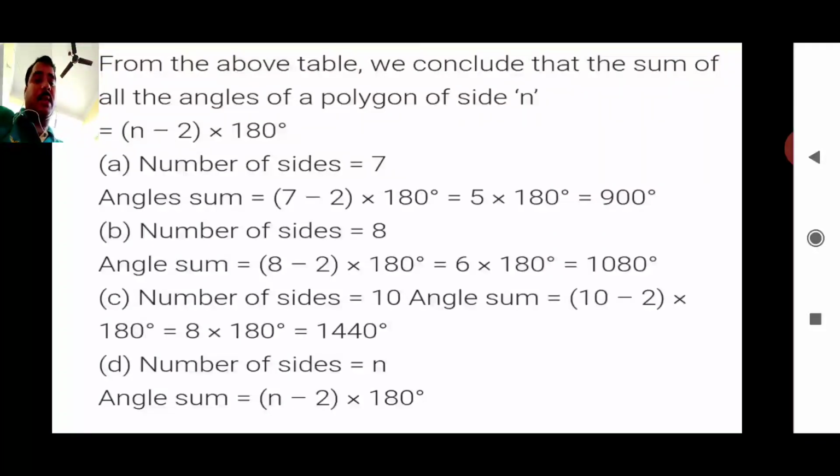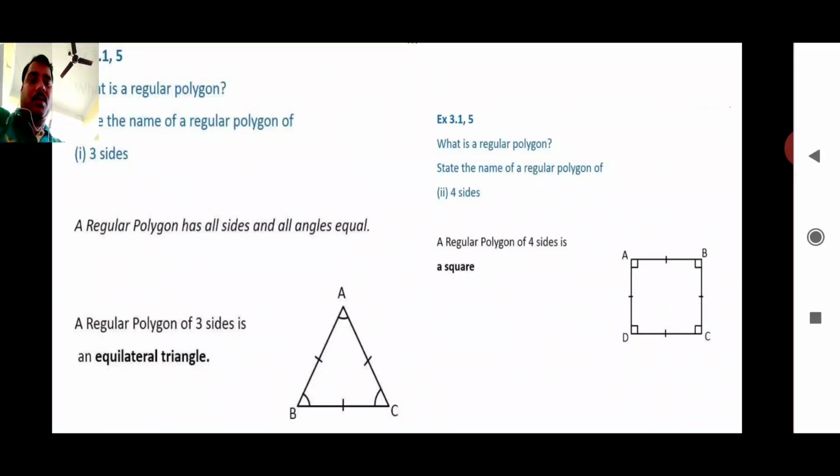Number of sides 7, so we get 7 minus 2 into 180, which is 900. Similarly you can get B, C and D parts. Question 5th. What is the regular polygon? Write the name of the regular polygon of 3 sides.